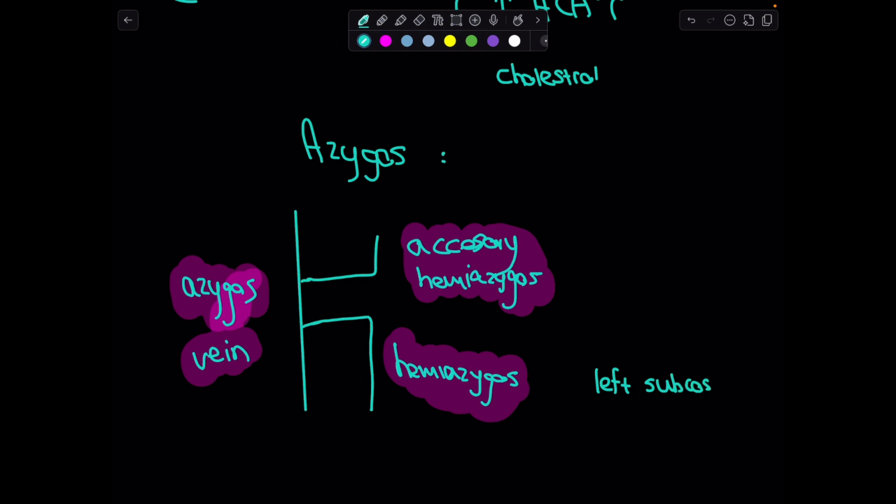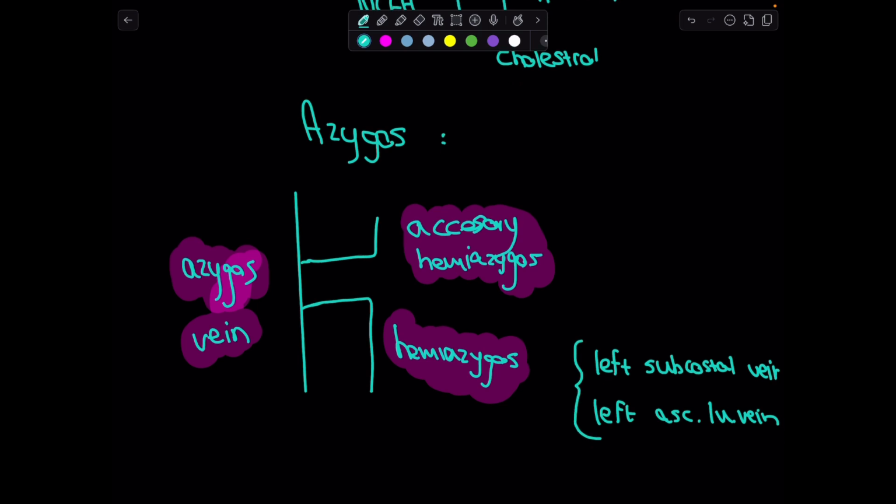I feel you. The facts can hit like a barrage. Let's make the hemiazygos less of a blunt gunshot. The hemiazygos vein forms from the left subcostal vein, draining under the 12th rib, and left ascending lumbar vein, collecting lower back blood around L1.